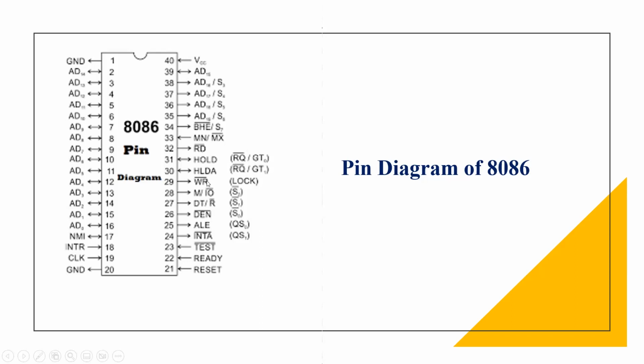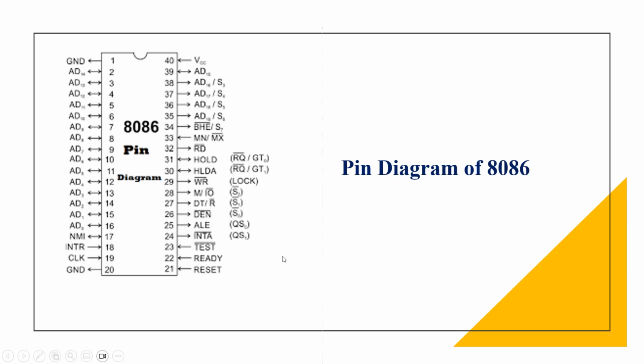HOLD, HLDA, WR bar, M/IO bar, DT/R bar, DEN bar, ALE, INTA. All these 8 signals are present in minimum mode operation of 8086. At the same time, the same 8 signals have alternate functions like the request/grant signals RQ/GT0 and RQ/GT1, the LOCK signal, the status signals S2 bar, S1 bar, S0 bar, and then the queue status signals QS0 and QS1. The remaining 32 signals are common for 8086 operation.